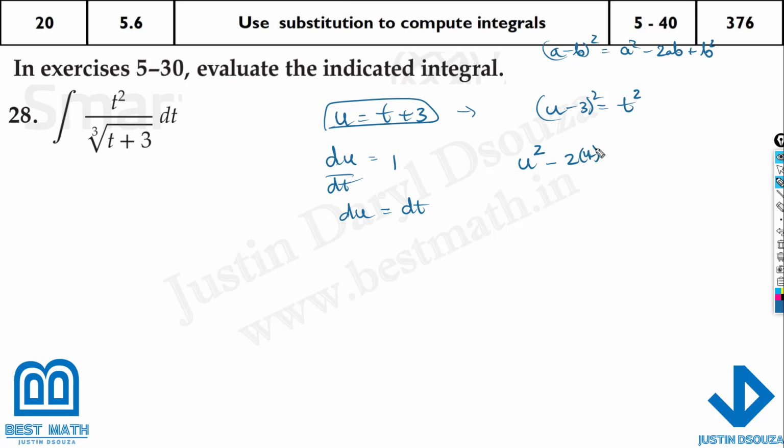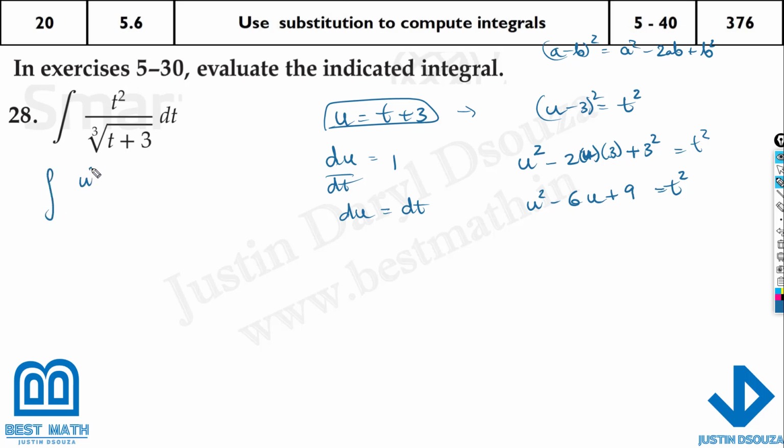Sorry, 2 times u. A is u and b is 3. Don't write the negative symbol because it's already taken care of. So it's 2 times u times 3 plus 3 squared. That is equal to t squared, isn't it? So it's u squared minus 6u plus 9. That is equal to t power 2. Now we will substitute all that we know and simplify.